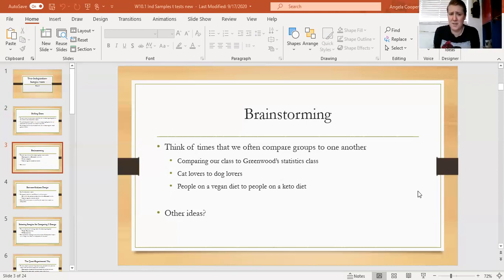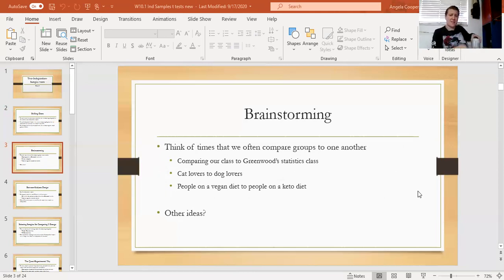We can compare groups of dog lovers and cat lovers, maybe on neuroticism or cleanliness, weirdness, loyalty, independence. We can use an independent samples t-test to test the independence of cat lovers and dog lovers.